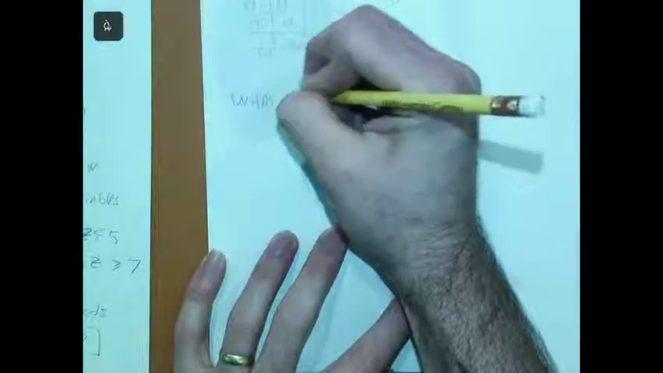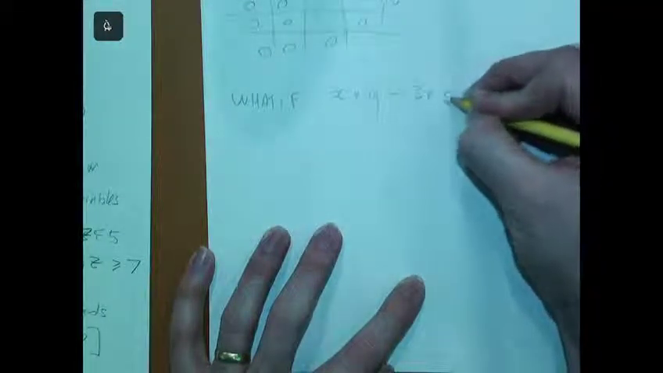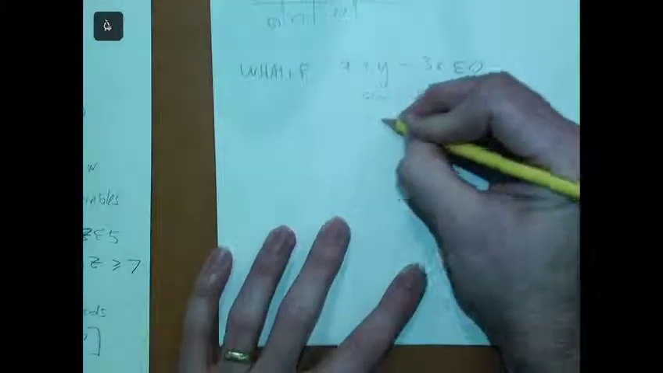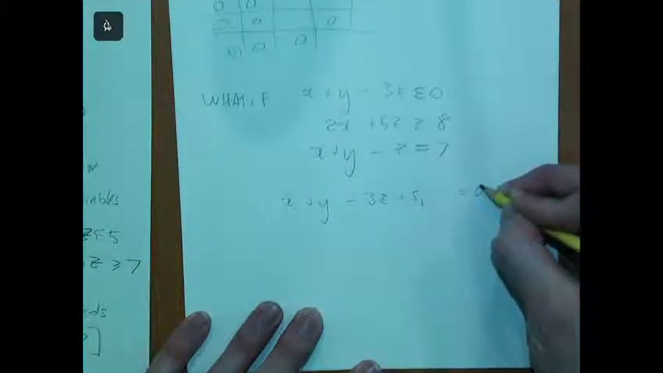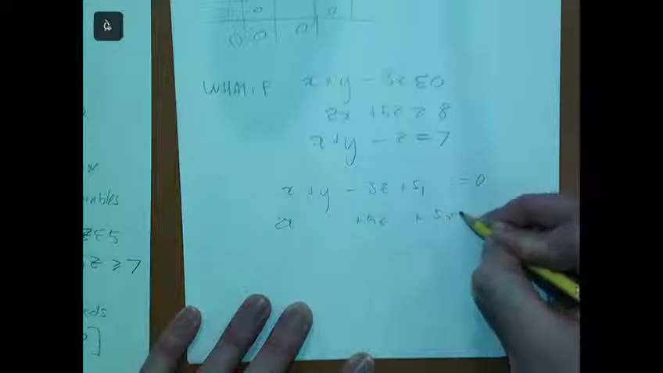And just one more what if. What if we had something like this? What if one of them was an equation and not an inequality? Well, you only have to add slack variables to the ones that have inequality signs. You don't have to add it to the equation. So I'd end up with x plus y minus 3z plus slack variable number 1 equals 0, and 2x plus 5z plus slack variable number 2 equals 8.